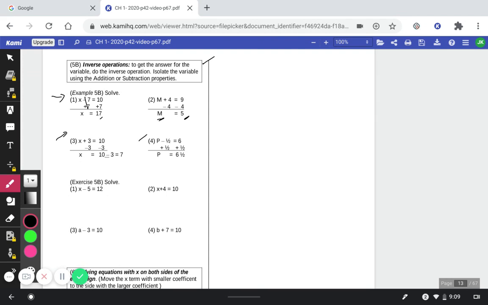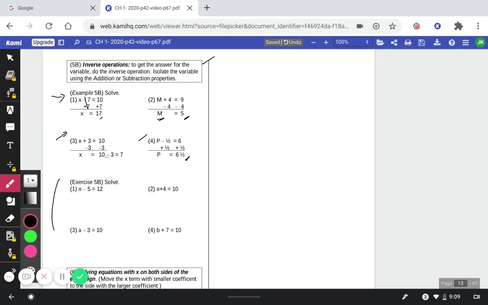How about number 4? What if you have a fraction like this? So p minus half equals 6. How do you solve this? Well, you solve this the same way, with the inverse operation with the letter. So right now you have p minus half equals 6, so you do plus half on both sides. So p becomes 6 plus half, which is 6.5. Does everybody understand this? Yeah, we are doing the inverse operation with the letter.